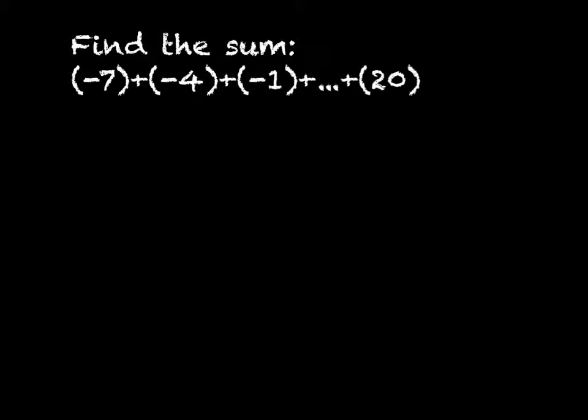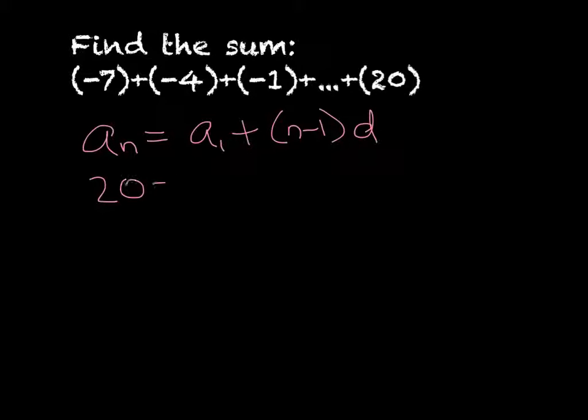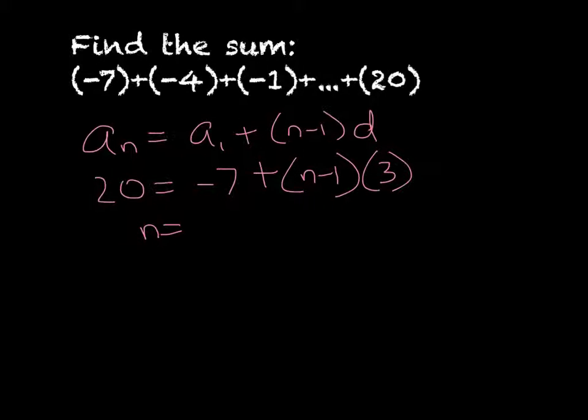Find the sum. For each of the formulas, we have to know the number of numbers. So the way we can find that is by using our formula for the nth term of the sequence. We're going to say that 20 is our nth term. A1 is -7 plus n minus 1 times D, where D is our difference. Now, using this, we can solve for n, and we find that n equals 10.